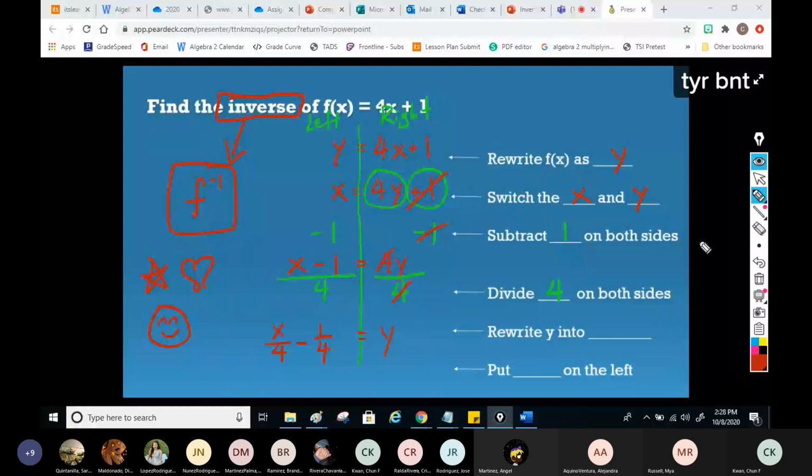So don't try to figure out what does the f mean, what does the -1 mean, why is it -1, why is it on the upper right instead of an exponent. Don't try to figure it out because this is a symbol, not a number. And we use this symbol to represent the word inverse. So I will rewrite the y into inverse. Instead of the y, get rid of it, and I'm going to put inverse.